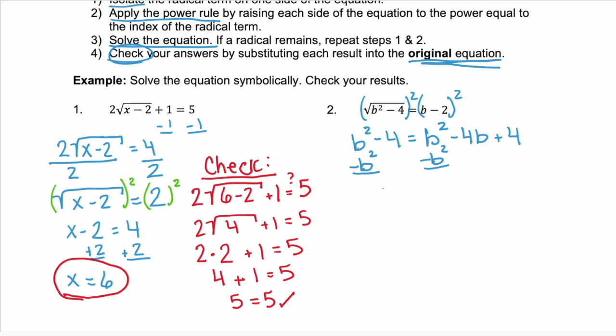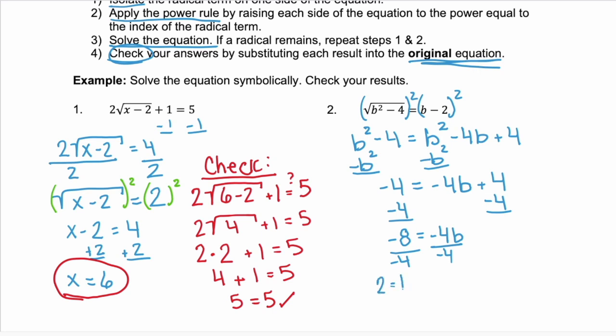Okay, those are gone. So we have negative 4 equals negative 4b plus 4. We want to isolate b, so let's subtract 4 from both sides. We get negative 8 equals negative 4b. And now we need to divide by negative 4. So negative 8 divided by negative 4 is 2. So 2 equals b, or b equals 2 is the answer we got.